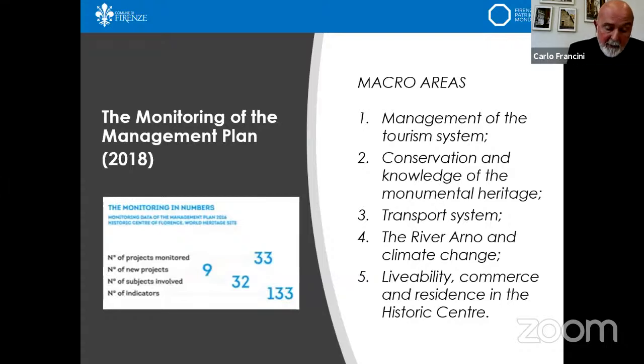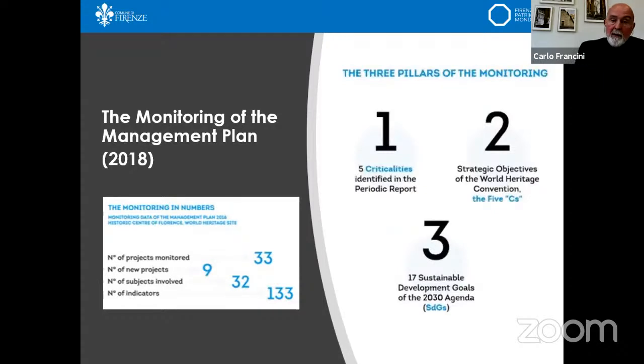An important activity for our office was the 2018 monitoring, through which we measure the progress and the results of the 2016 management plan. 33 projects were monitored, involving more than 30 public and private stakeholders. The projects are relevant to the following macro areas: management of the tourism system, conservation knowledge of the monumental heritage, transport system, the river Arno and the climate change, livability, commerce, and residence in the historic center. The 33 projects seek to mitigate the criticalities of the World Heritage Site, such as mass tourism, conservation, flood, mobility issues, and reduction of residents.